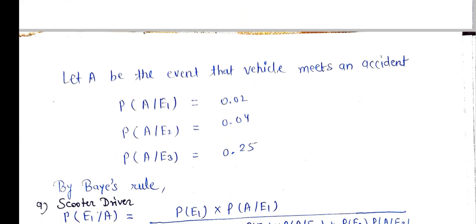Now let A be the event that the vehicle meets an accident. So P(A|E1) is equal to 0.02, which is given in the question, and P(A|E2) is equal to 0.04, and P(A|E3) is equal to 0.25.